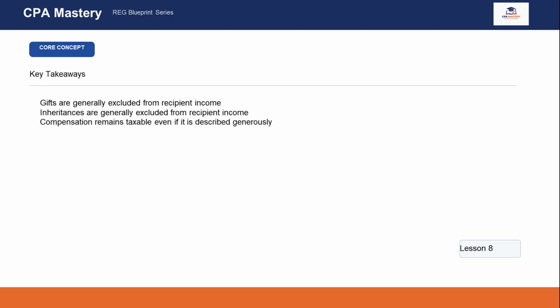If the transfer is motivated by generosity, it is usually excluded. If it is really payment for work or services, it is usually taxable. That distinction is the heart of most CPA exam questions in this area.